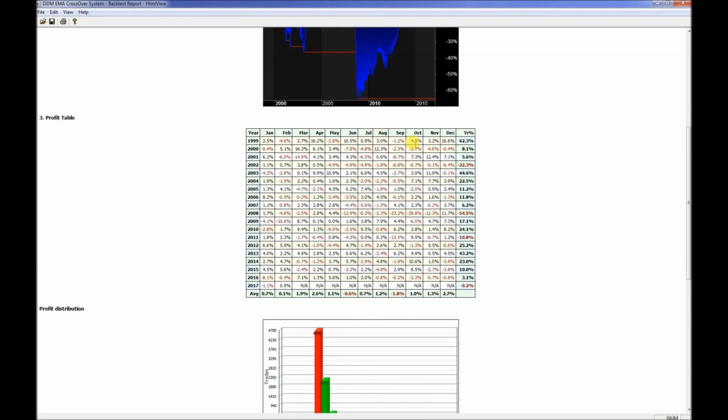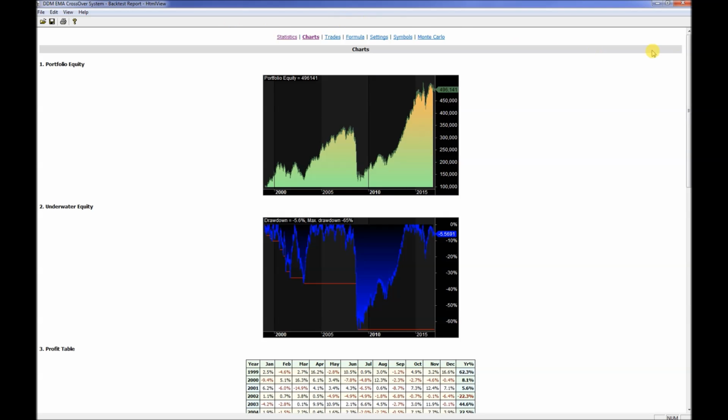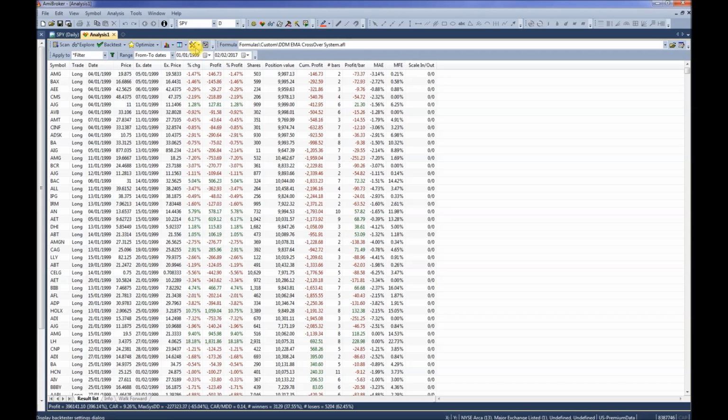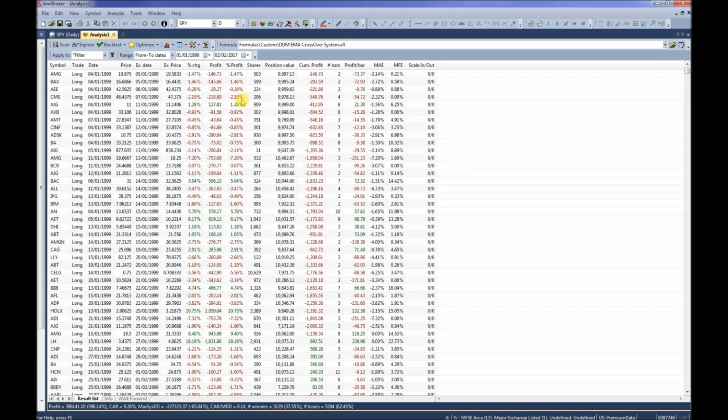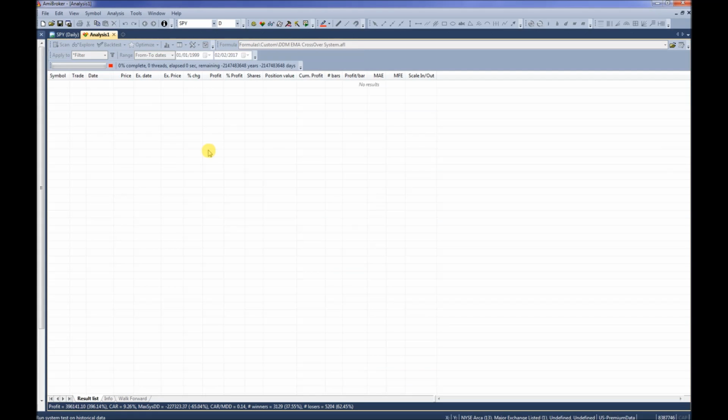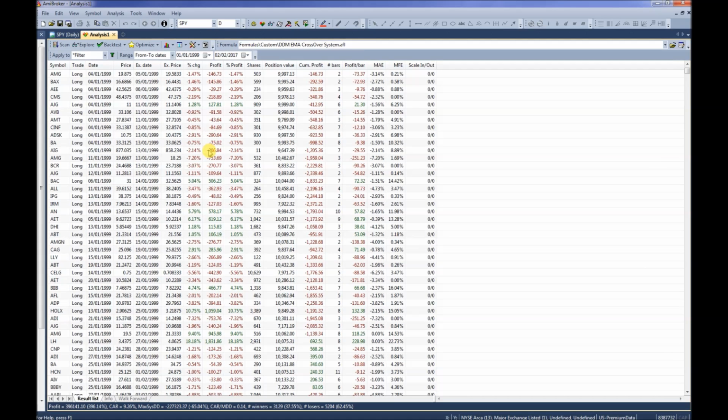It basically looks the same. So let me just make sure, do I have per trade commissions at a penny per trade? Okay. Let me just run that backtest again just to be sure, and let's take a look at the report.